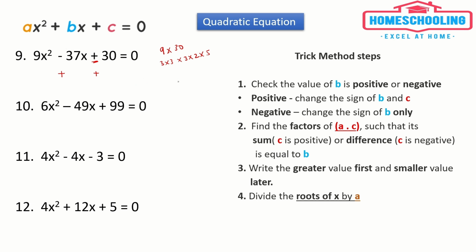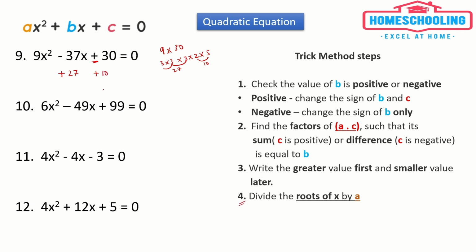So what we're going to do here is 3 times 3 times 3, that is 27, and 2 times 5 is 10. So 27 plus 10 is equal to 37. So we'll write the greater number first, 27, and we'll write the smaller number later.